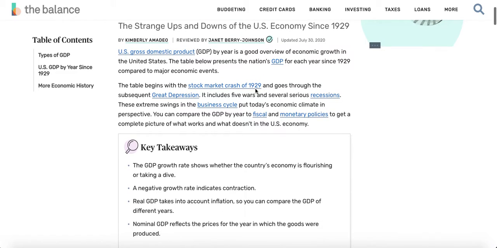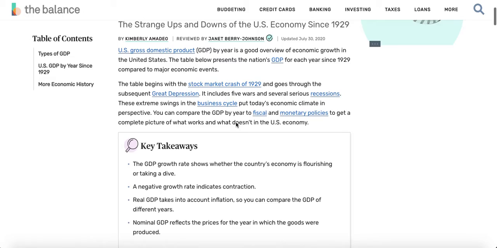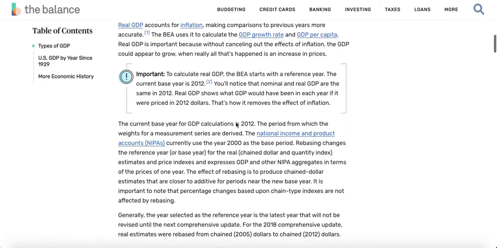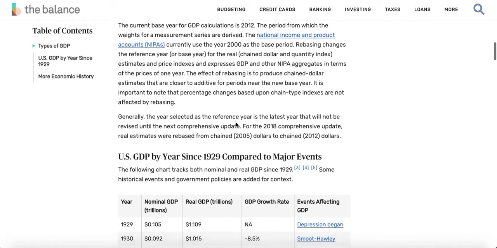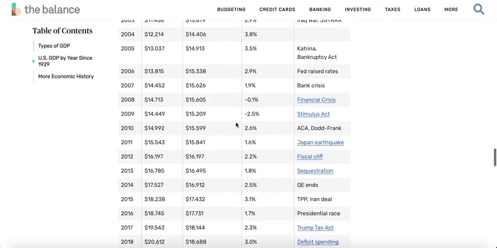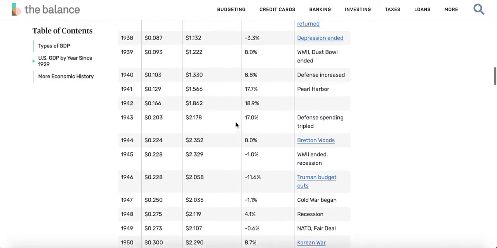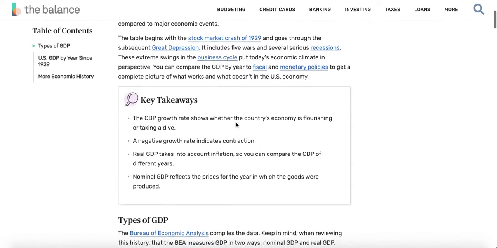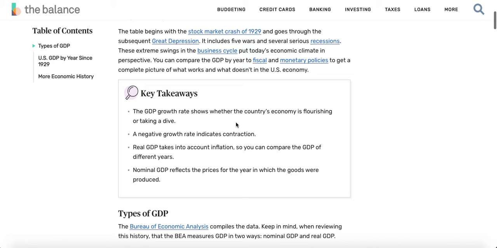It starts from 1929 and goes to 2019. They updated recently. So let's read what it is about. If you're new to economics, here's a basic outline of it.